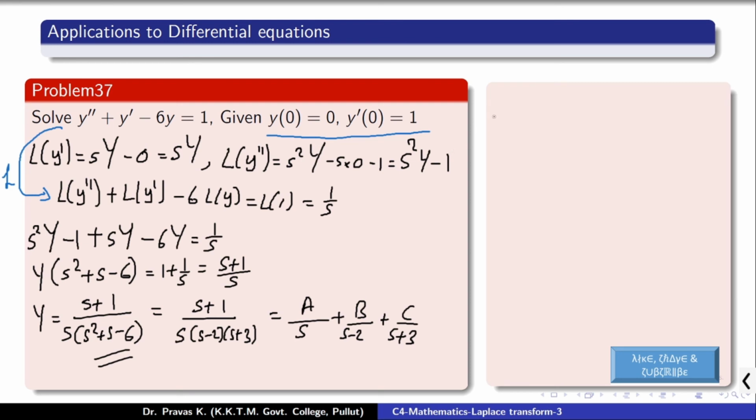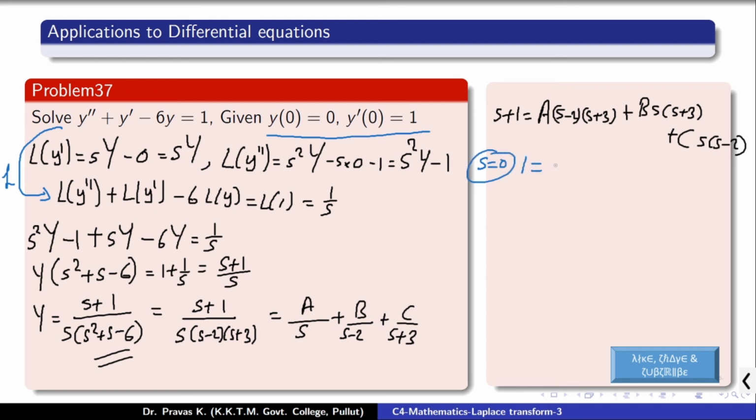Now to avoid the denominators, let us multiply the LHS and RHS with s into (s minus 2) into (s plus 3), so that your LHS becomes s plus 1 and RHS becomes A into (s minus 2) into (s plus 3) plus B into s into (s plus 3) plus C into s into (s minus 2). Here you can see that when multiplying with s into (s minus 2) into (s plus 3), you get one term cancelled in each term.